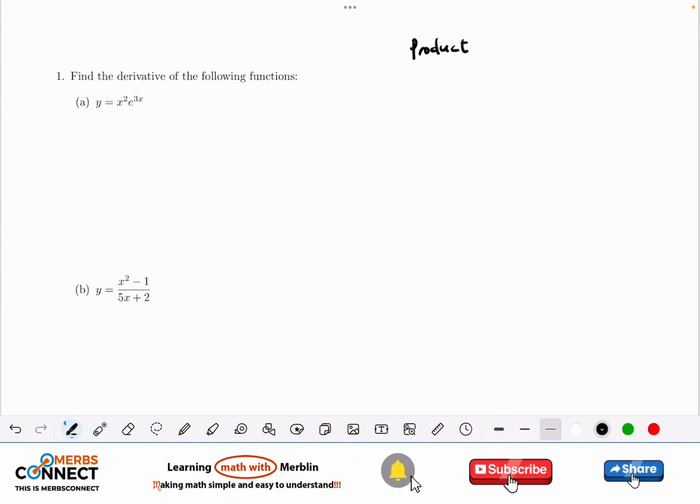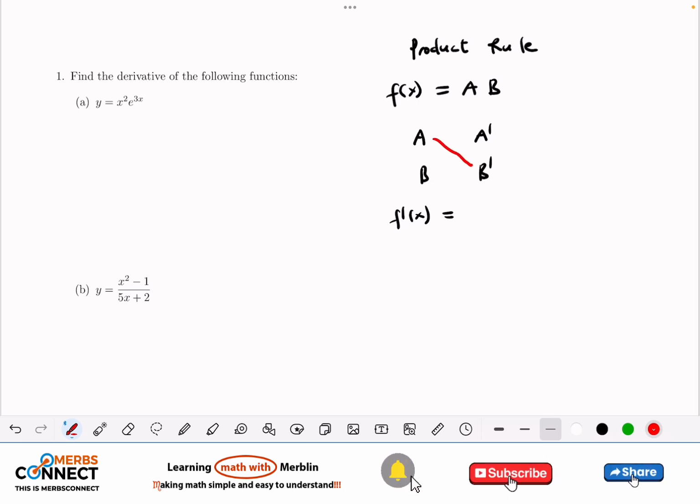With product rule, let's assume that we have f of x, which is equal to, let's say, ab. When we pick a, we need to look for a prime. When we pick b, we need to look for b prime. So f prime of x will be equal to, we are going to do cross multiplication. This will multiply this, and this is also going to multiply this. Let me use a different color, green. That's what you are going to get.